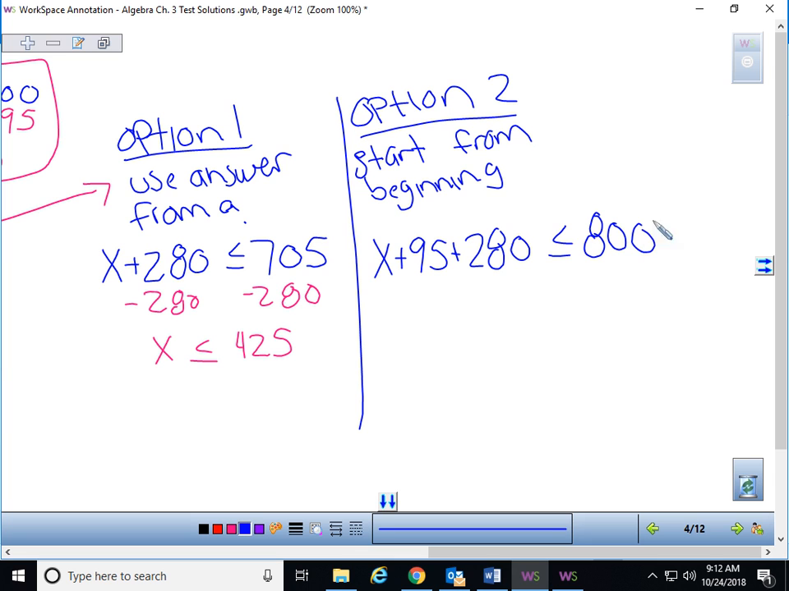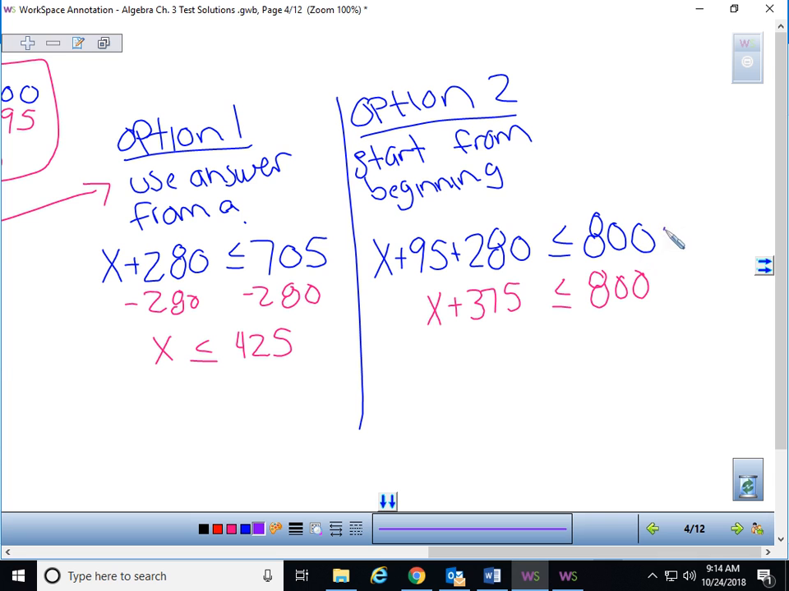This is the original maximum weight for our elevator. Then from here, you're just combining it. So we have the X, 95 plus 280 is 375. A lot of people made some tiny little mistakes here by adding incorrectly or subtracting incorrectly. Just be very careful. Check your work. Go slow. It's okay.